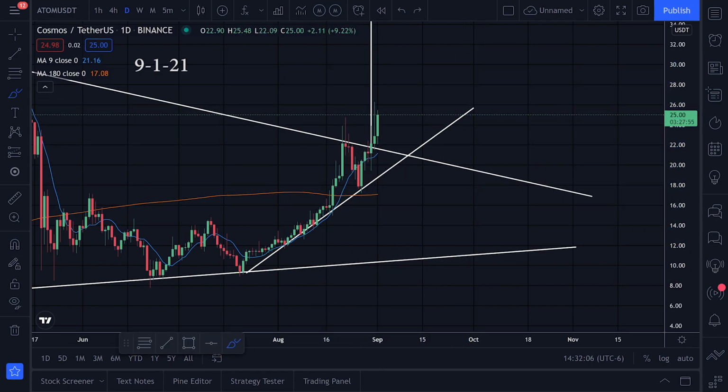I like the way the Cosmos to Bitcoin chart looked, and I also like the way the total crypto market cap chart looked.